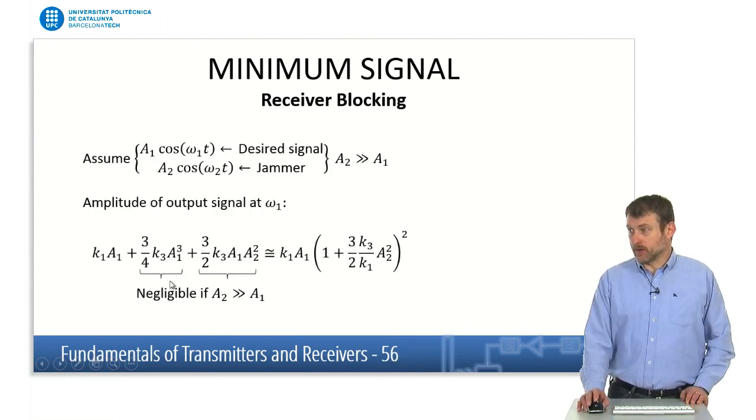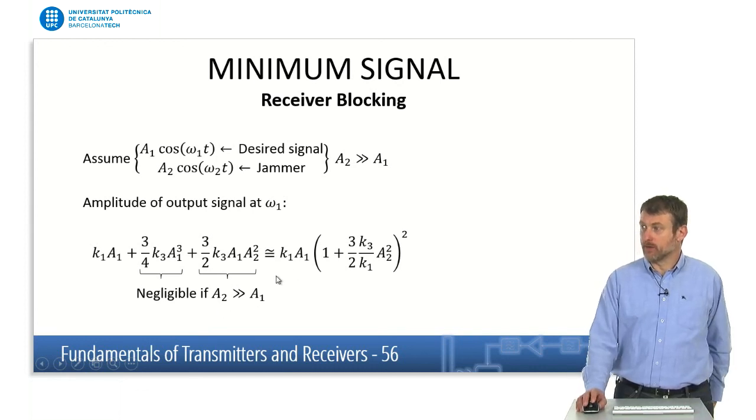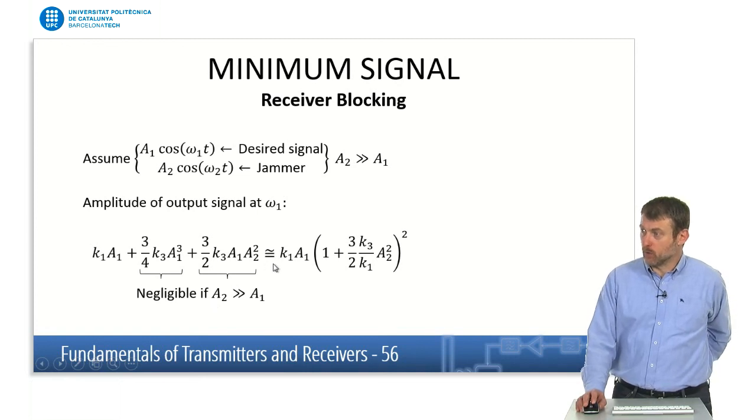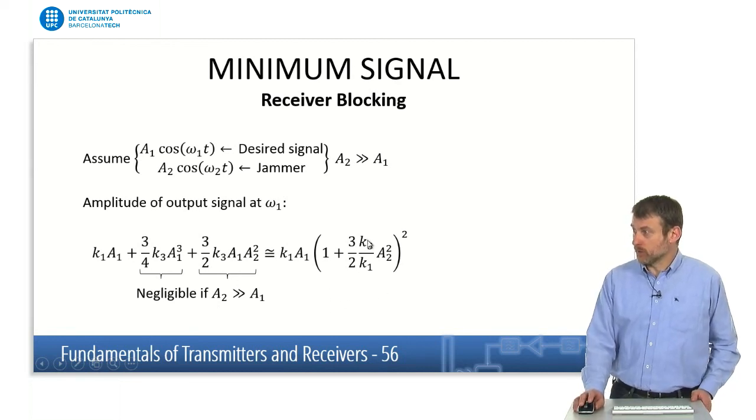Now in this case, the amplitude of the output signal at omega 1 would be this term. This term can be considered negligible if the amplitude A2 is much bigger than the amplitude A1, and therefore the overall amplitude of the signal at omega 1 would be K1A1 multiplied by this factor. Recall that in this factor K3 is negative and K1 is positive, so this is a negative term.